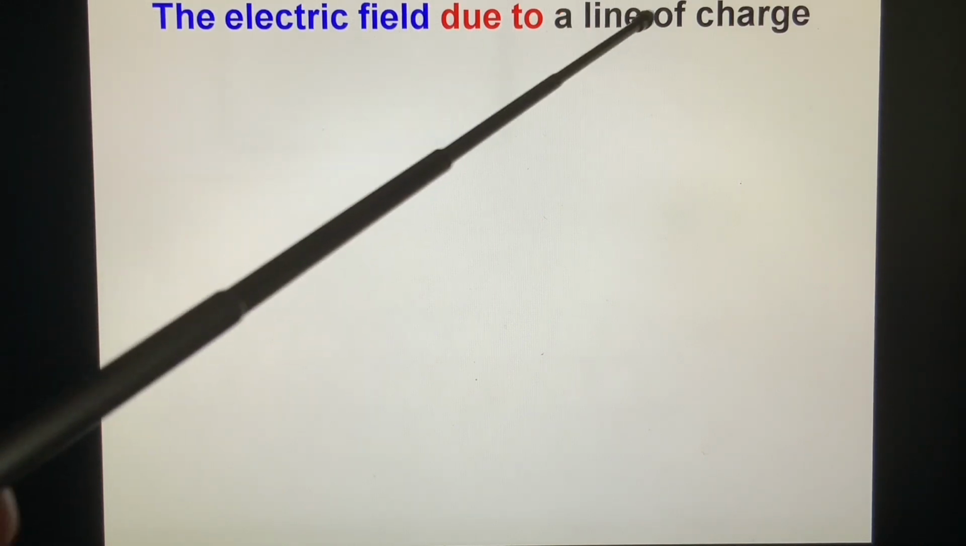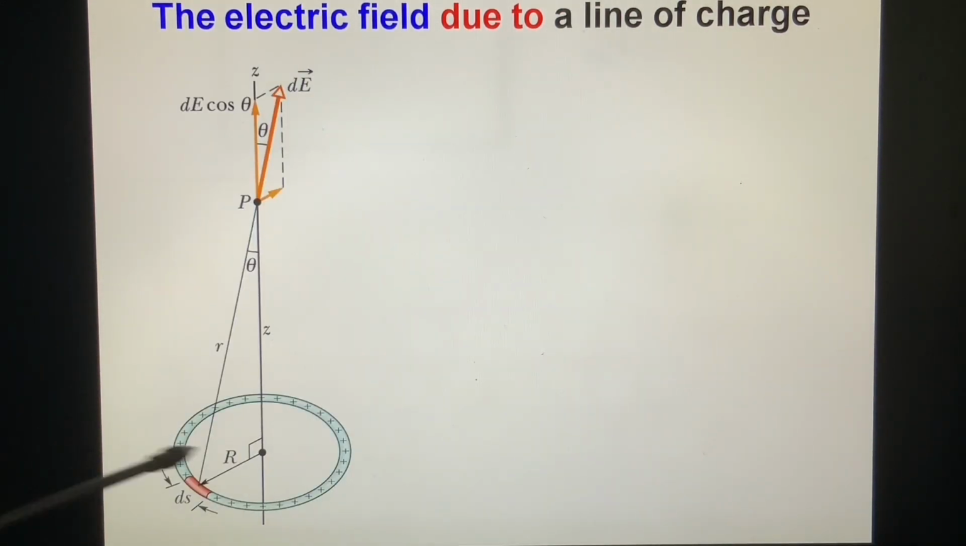Electric field due to a line of charge. Now, here we have a uniformly distributed line, which is a ring with radius R. We are asked to find the electric field at point P, which is on its central axis, distance z from the center of the ring. The radius of this ring is capital R. How do we find the electric field at point P on the central axis?